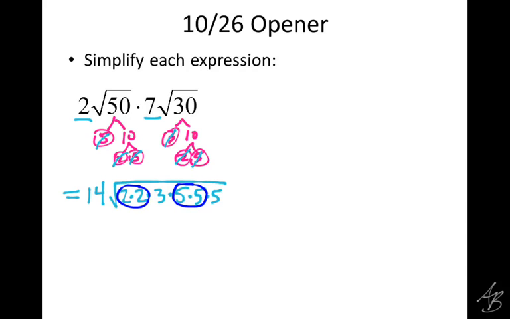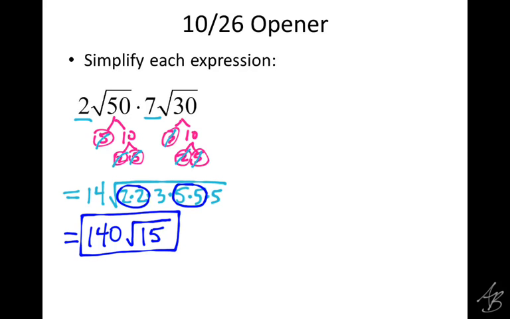When we circle those pairs, we have a pair of 2s and a pair of 5s. So what's going to happen with the 2 and the 5? They multiply by 10. They go on the outside. Yes. So 2 times 5 is 10, and then we'll multiply it by the 14 that's already there. 14 times 10 is 140. Or you could just punch in your calculator, 14 times 2 times 5. It'll give you the same thing, right? And then what's left on the inside? 15. So we get 140 times the square root of 15.